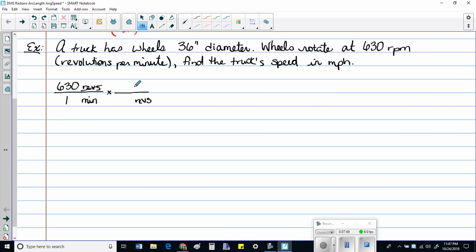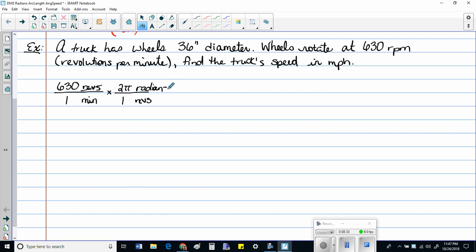All right, and then what can I turn that into? Well, if I turn it into degrees, that's not really related to a length, but radians are directly related to a radius, or diameter. So it's directly related to the radius. So I'm going to do 1 revolution is 2 pi radians.